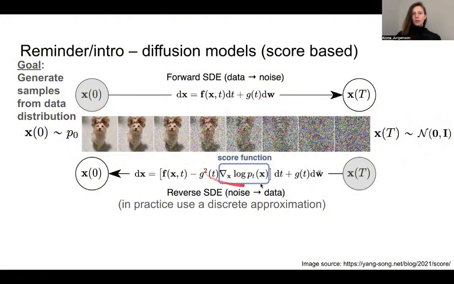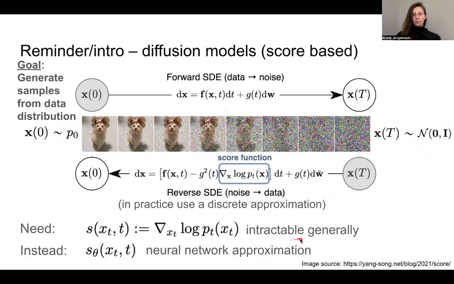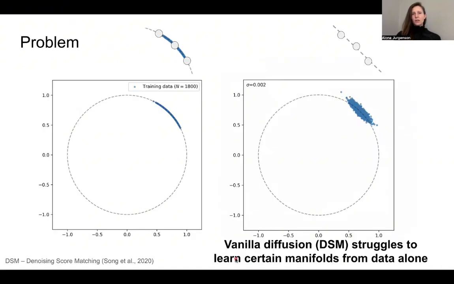The catch is that in order to do this reverse process from a normal distribution to the data distribution, we need this score function. And this in general is intractable. So what we do typically is we use a neural network to approximate this. So what's the problem with this?